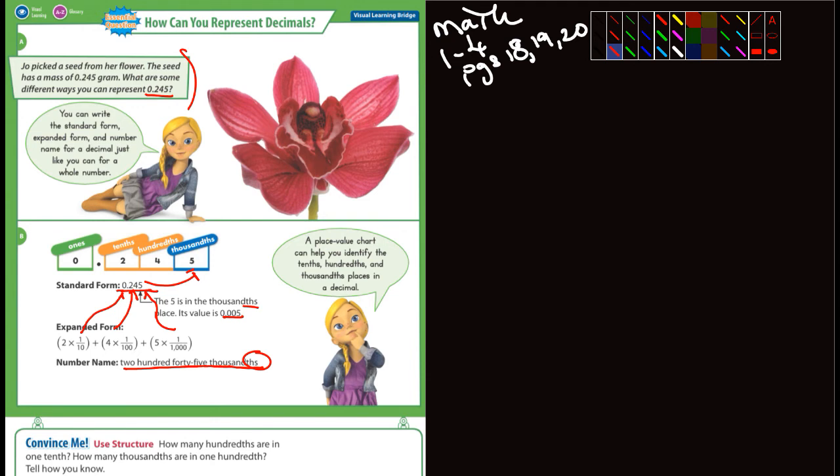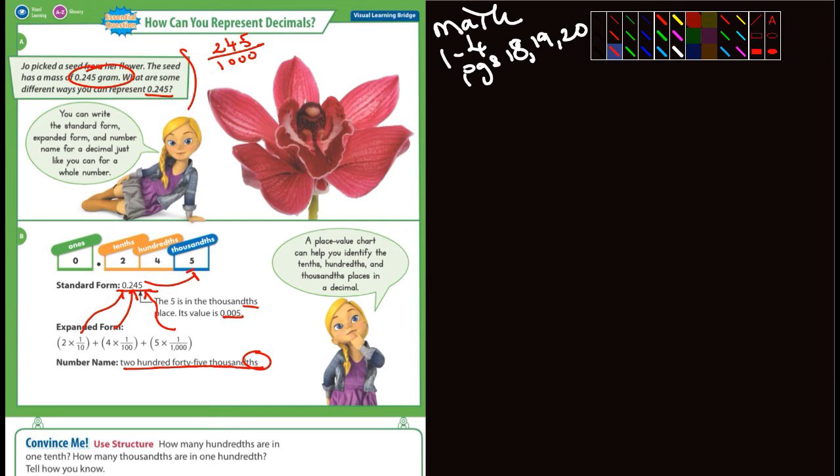So how big is a gram? I mean, how much is a gram? We're talking about a fraction of a gram, all right? In fact, if I was to ask you to convert that into a fraction, you would know to write, hopefully by now, 245 over 1,000, okay? That would be representing 0.245 in fraction form.